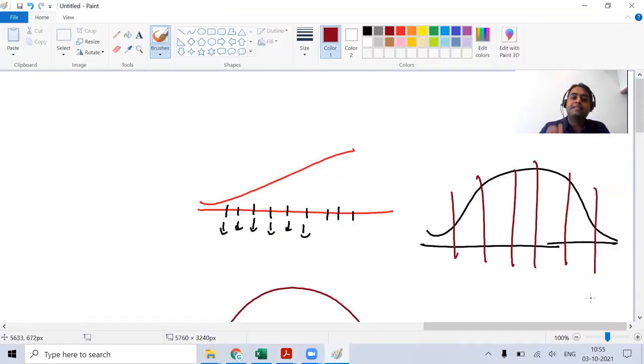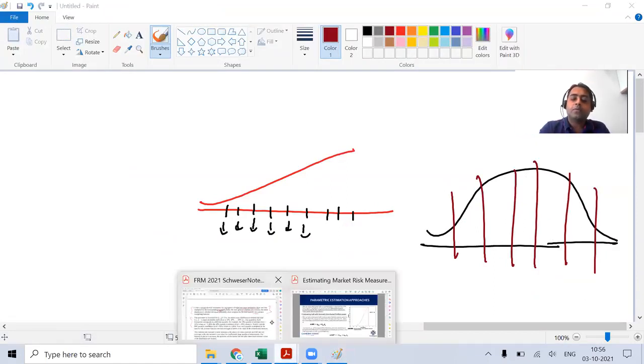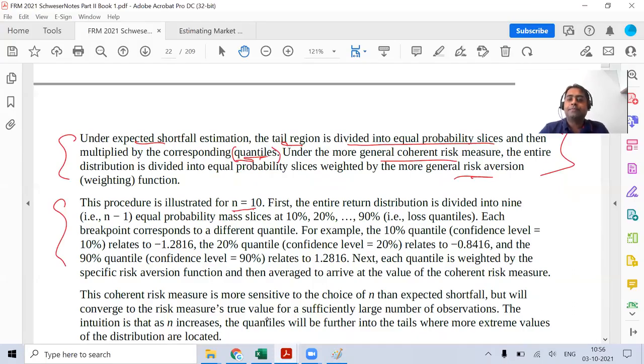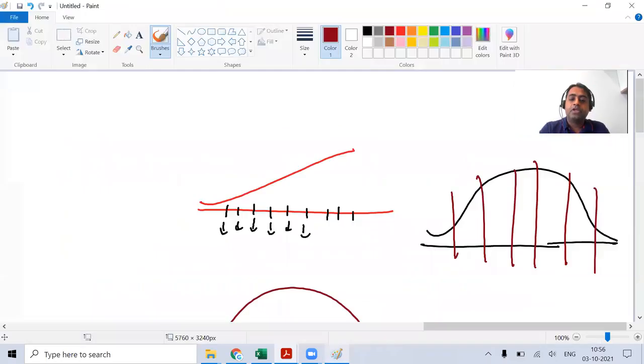Each slice is basically that 10% gap. For example, the 10th percentile will start from the lowest point and go till negative 2.816. Similarly, the 20th percentile is going to be till negative 0.84. If I want to show it to you in the diagram, it should look like this.